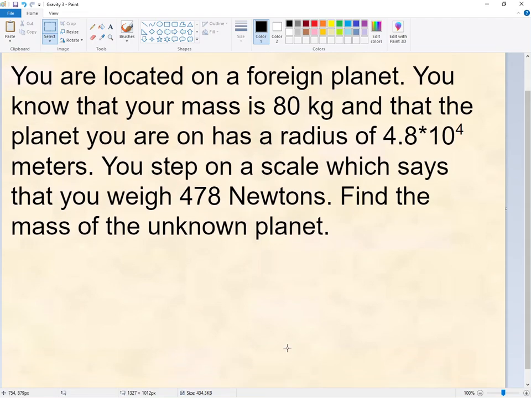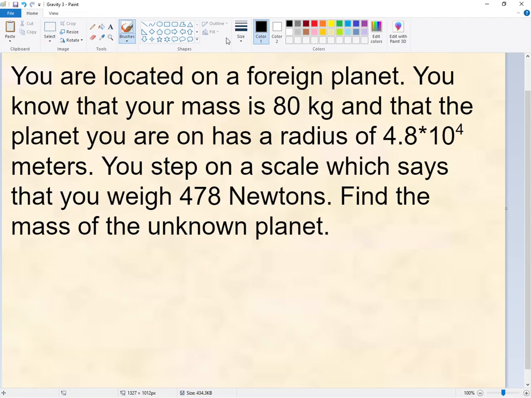So it says you're located on a foreign planet, so we don't know what planet this is, some other planet. And it says your mass is 80 kilograms, that the planet you're on has a radius of 4.8 times 10 to the 4th meters. You step on a scale which says that you weigh 478 newtons. Find the mass of the unknown planet. So this time we're not trying to find the gravitational force. We know the gravitational force is 478 newtons. And just to be clear, when we say weight and gravitational force, those are the exact same things. That is what the gravitational force means.